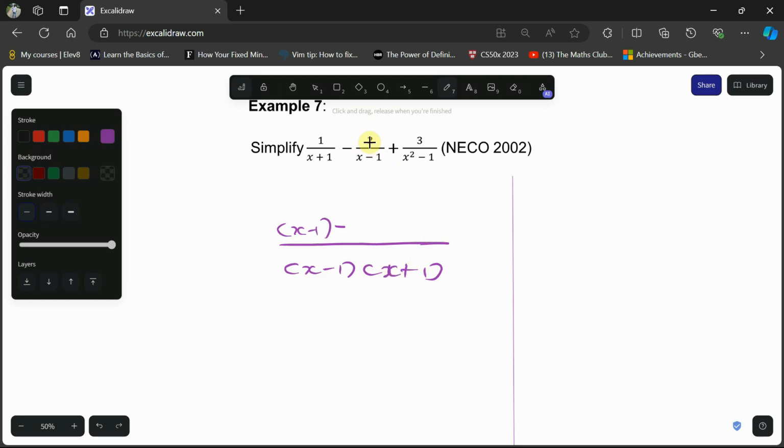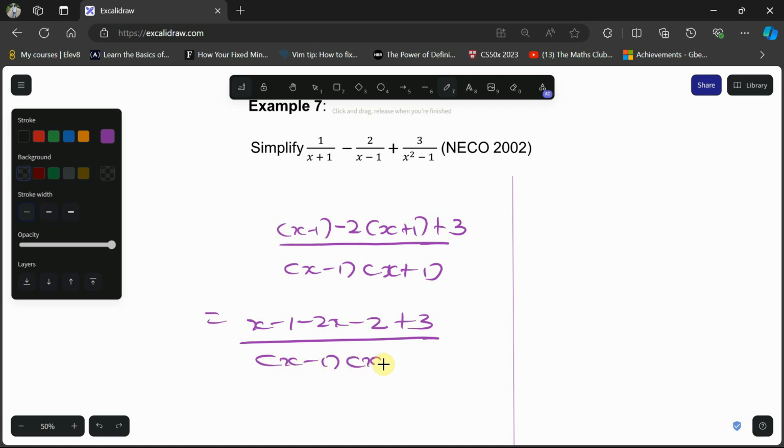That x plus 1 is multiplied by 2, so that is minus 2, open brackets, x plus 1, then plus x minus 1, x plus 1, which is the same as saying x squared minus 1, right? So they will cancel out. Then 1 multiplied by 3 will give me 3. So let me expand the bracket. This will give me x minus 1, minus 2 times x will give me minus 2x, minus 2 times plus 1 will give me minus 2, then plus 3 all over x minus 1, x plus 1.